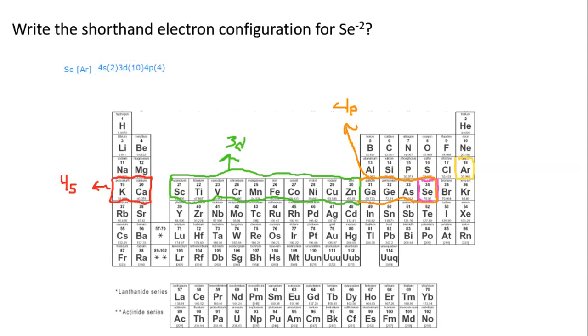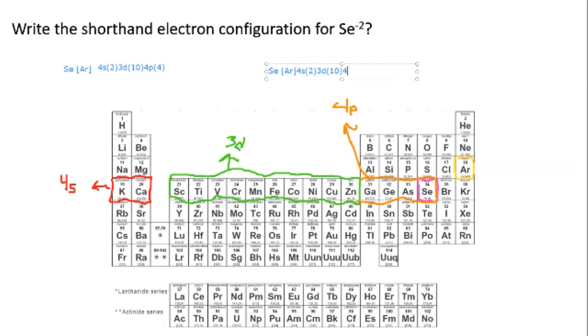Now if we want to write the electron configuration of selenide, we add 2 electrons to the last orbital, which is the 4p orbital. So 4s2, 3d10, 4p6, which is the electron configuration of krypton. So the answer would be krypton. So the electron configuration of selenide is krypton.